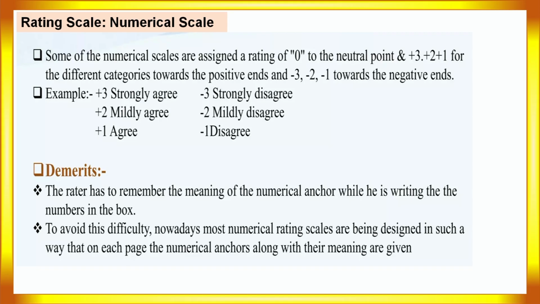Okay. What are the demerits? So, the demerits are that the rater has to remember the meaning of each numerical anchor which he is writing in the box provided with each question. Okay. In actuality, it is not a limitation. Okay. So, instead of providing a blank space, you can provide a numerical rating continuum itself against each question. Then this problem may be solved.